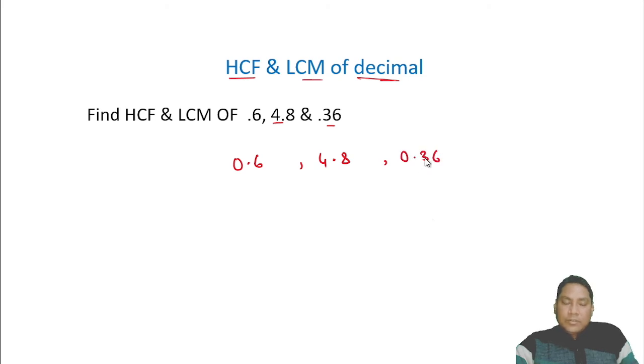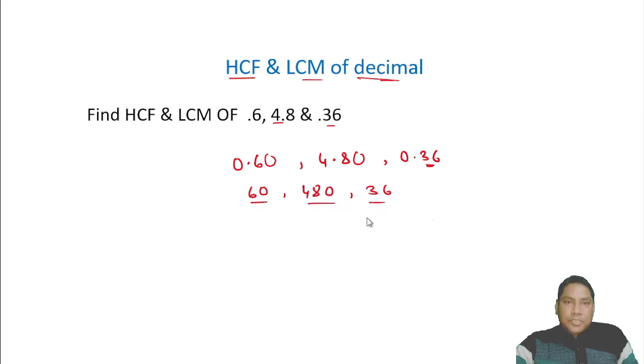First of all, we will count the numbers after the decimal. The maximum number of digits after the decimal is 2, that is 3 and 6. So we will make it 2 digits everywhere. If we put 0, the value will not change. Here there is 1 digit only, so we will put 0 also. Now we will not write the decimal, we will write the simple form. It will become 60, 480 and 0.36 as 36. Now these become numbers.